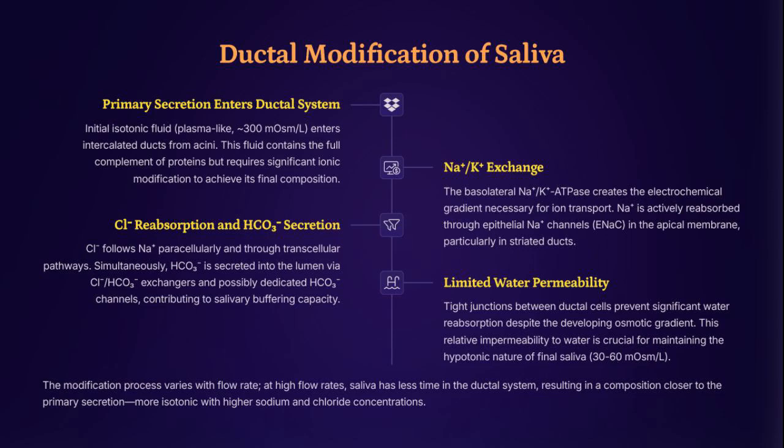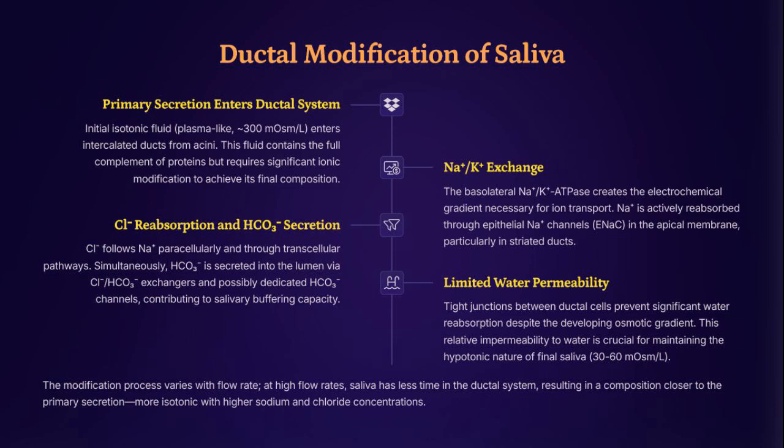It needs to be refined, and that happens in the duct system. Think of the ducts like a high-tech filter. As the fluid moves through, the ductal cells begin reabsorbing sodium and chloride ions, so those get pulled out of the saliva. At the same time, the ducts secrete potassium and bicarbonate ions into the fluid.